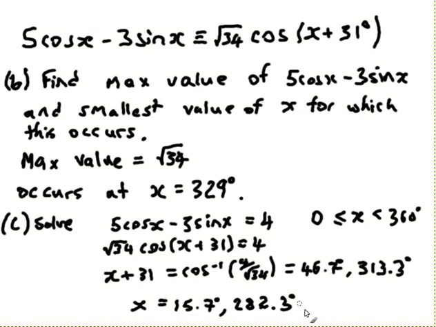Now, what I really like telling students is please do plug that last one back into 5 cos x minus 3 sin x and see how close you are to 4. And I've just plugged that last value into my calculator and I'm very, very close to 4. I'm at 3.997. And so I know I've done it correctly.